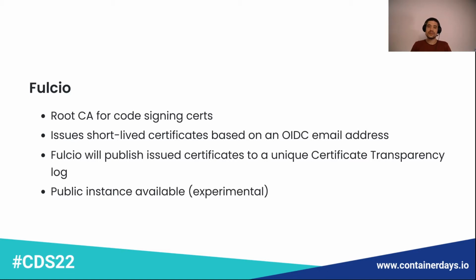So Fulcio. Fulcio is a code signing certificate authority. It's built to make short-lived certificates available to anyone. These certificates don't live for more than 20 minutes. It issues certificates based on an OIDC email address. OIDC, or OpenID Connect, is an identity layer built on top of OAuth 2. It allows third-party applications to verify the identity of the end user.